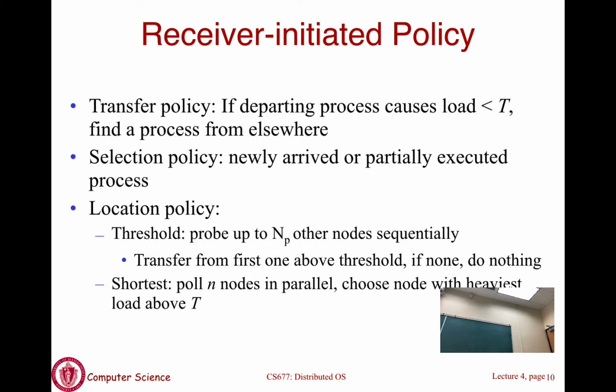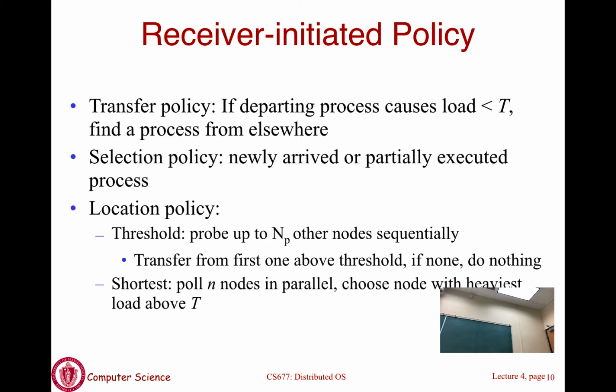Okay? So in this case, if a process departs on a machine and the load goes below tau or T, which is our threshold, you become a receiver. Okay? And then you go and ask for a job. Again, selection policy is you prefer to take a newly arrived process so you can just execute it from the beginning. But you could, of course, do process migration if need be. Okay? We'll come to that. So we prefer always to take newly arrived processes. Okay? The location policy is the same.